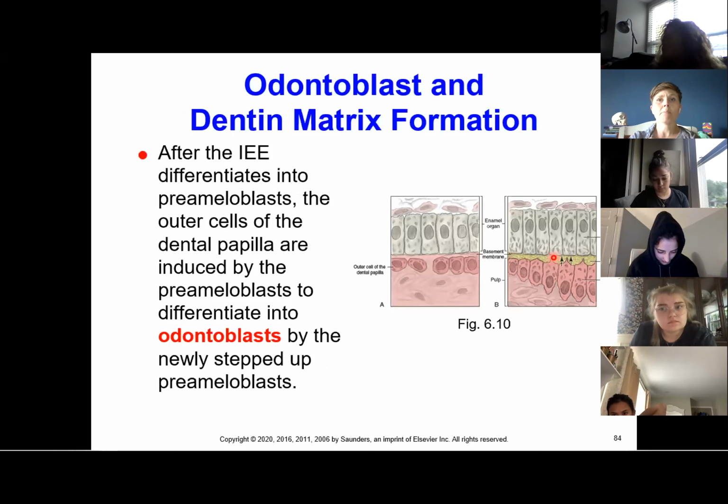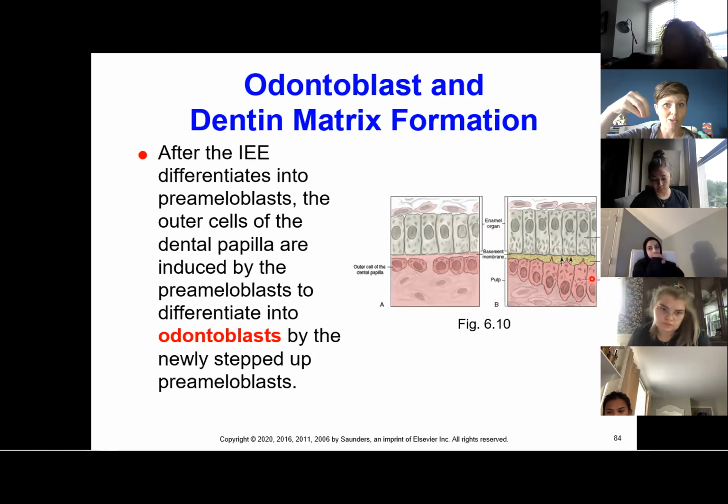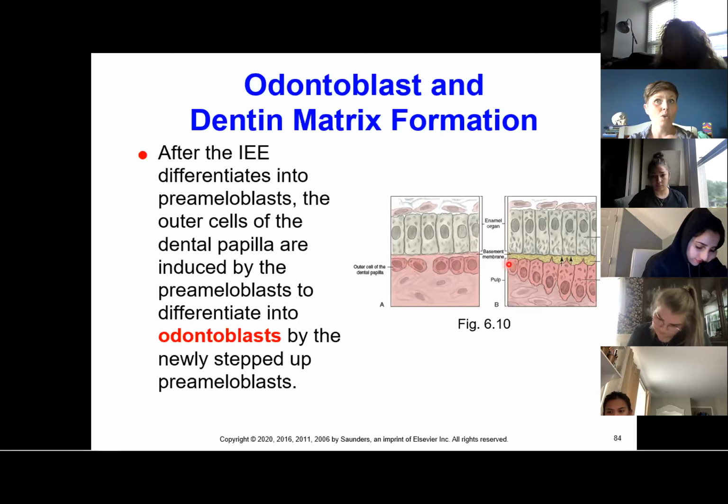After the inner enamel epithelium differentiates into those ameloblasts, the outer cells of the dental papilla are induced by the preameloblast to differentiate into the odontoblasts, like I said a few minutes ago. And see, those odontoblasts do the same thing. They are stretching out and repolarizing rather than just being this line here, right? And so then this basement membrane, because it's pulling apart from one, that basement membrane starts to get thicker. So that thickness of the basement membrane turns into the predentin.